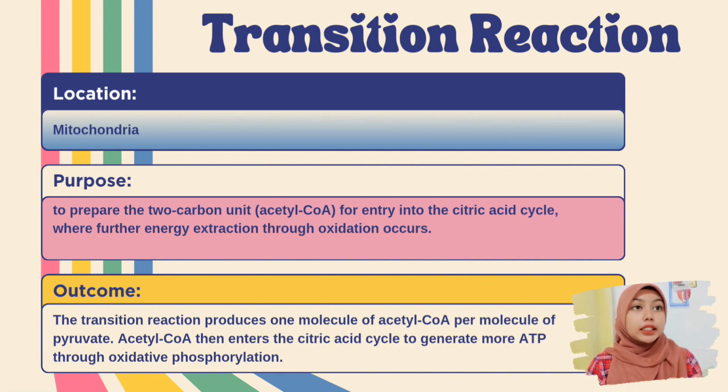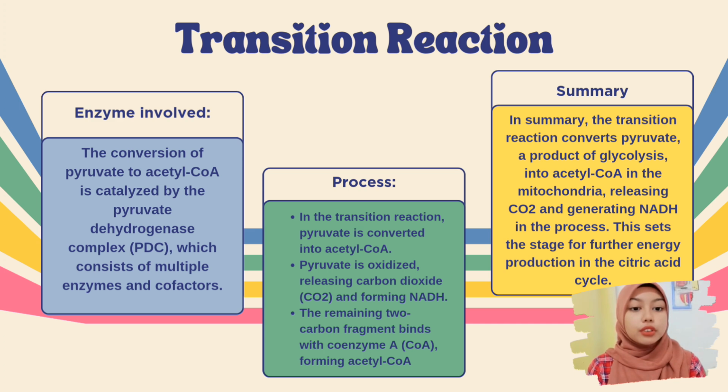For the outcome, the transition reaction will produce one molecule of acetyl coenzyme A per molecule of pyruvate, and it will enter the citric acid cycle, the Krebs cycle, to generate more ATP through oxidative phosphorylation. So I will continue with the process. Basically, in the transition reaction, pyruvate will convert into acetyl coenzyme A. It is catalyzed by the pyruvate dehydrogenase complex (PDC), which consists of multiple enzymes and cofactors.